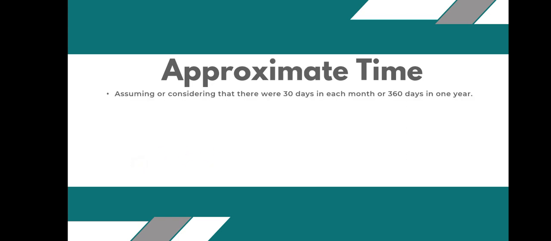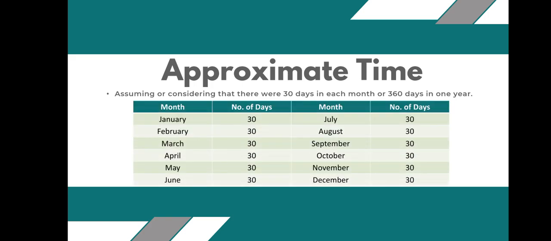So, si approximate time naman is ito yung assuming or yung na-consider lang natin, or assumed number of days. So, assuming or considering that there were 30 days in each month or there are 360 days in 1 year. So, ito naman yung table niya. So, equal lahat ng number of days sa bawat buwan. So, January hanggang December, meron siyang 30 days.